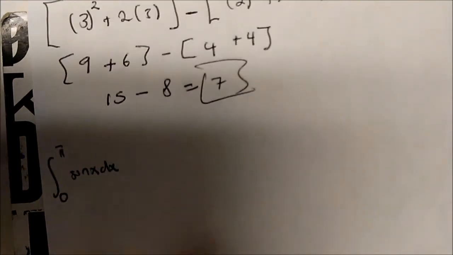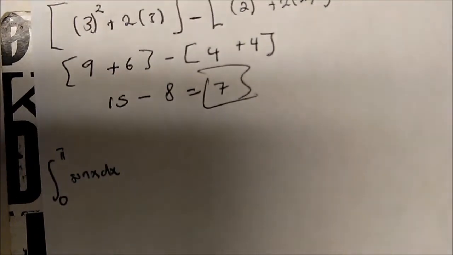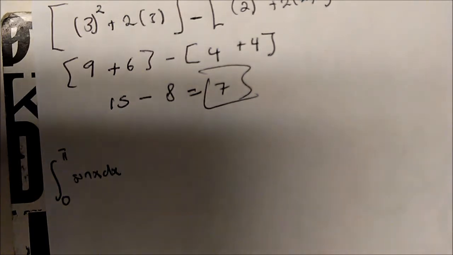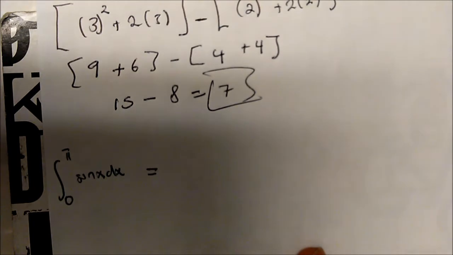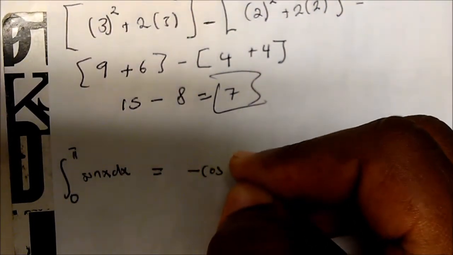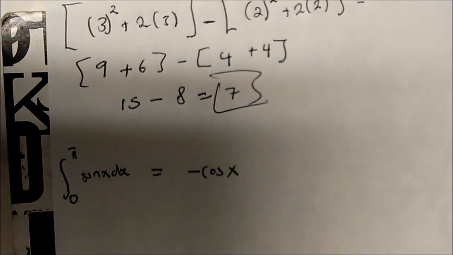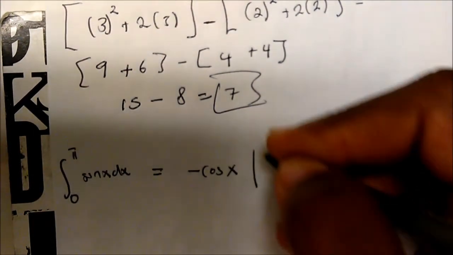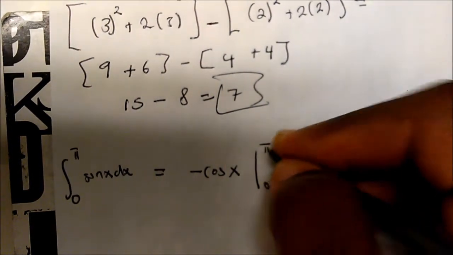How about this one? The integral from 0 to pi of sine of x dx. Well, again, the antiderivative of sine of x is just negative cosine of x. Negative cosine of x, and that will be integrated from 0 to pi.